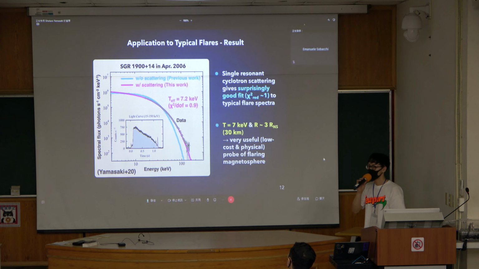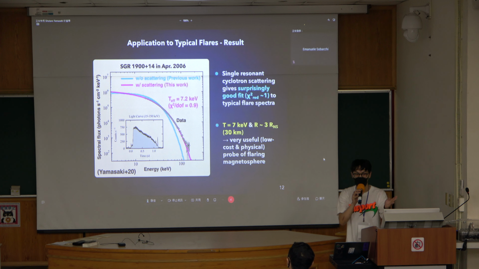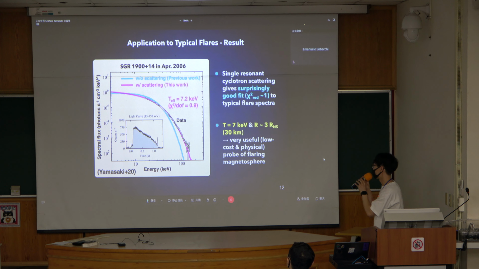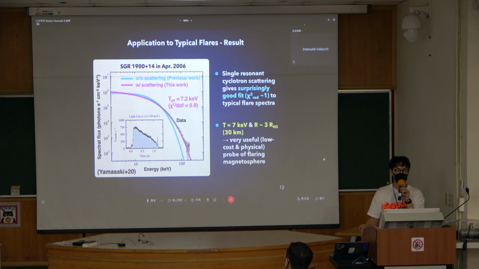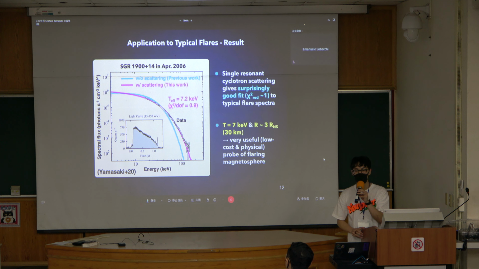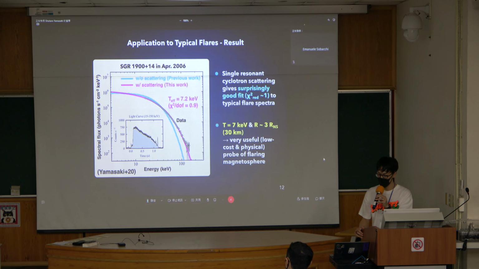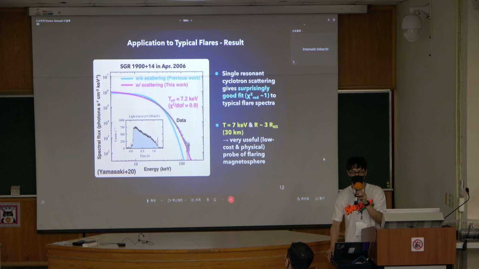So we actually do not add any fine tuning. This is just finding the effective temperature T by fitting. So this is an amazingly good fit. Actually, we can determine for the first time the temperature of the fireball with this kind of model. And also because we know the rough distance to the source, we can calculate the size of the emitting region, which is about 3 times the neutron star radius, about 30 kilometers, which is pretty consistent with this kind of theory. So this is a very useful tool.